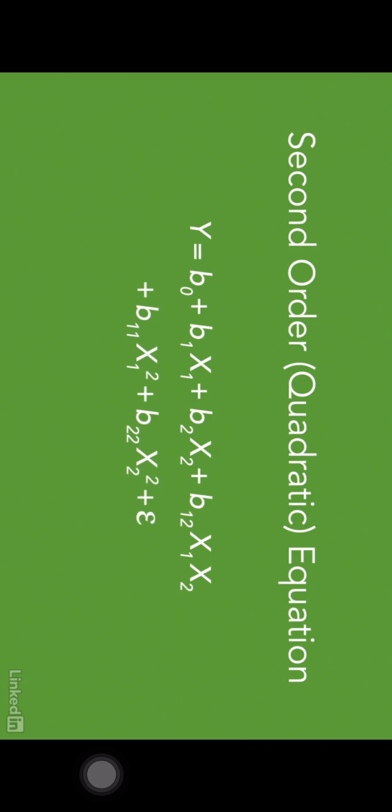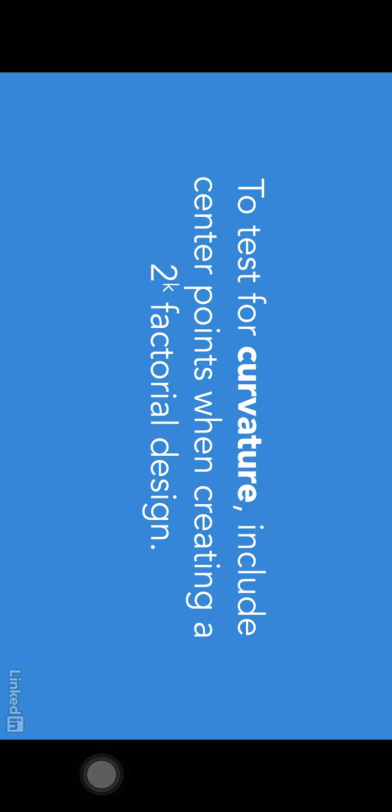In that case, a first order model is inadequate and will not be valid. A second order or quadratic equation is required, where the y equals f of x is not a straight line or a flat surface. You can see it here. To evaluate whether the model has any significant quadratic components, we need to test for curvature. This is done by including center points when creating a 2K factorial design.